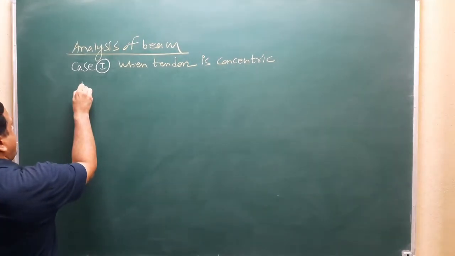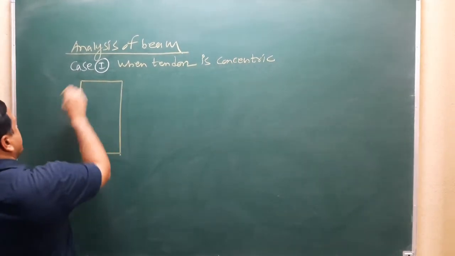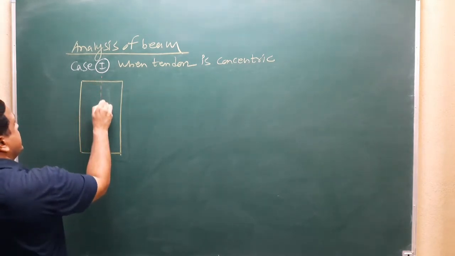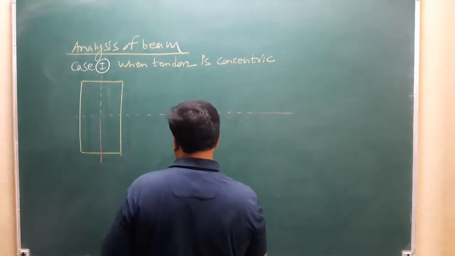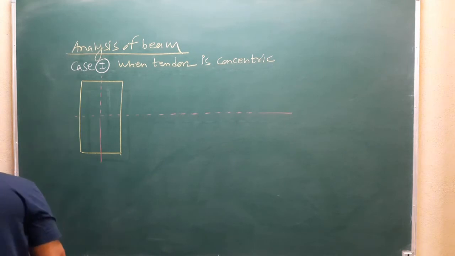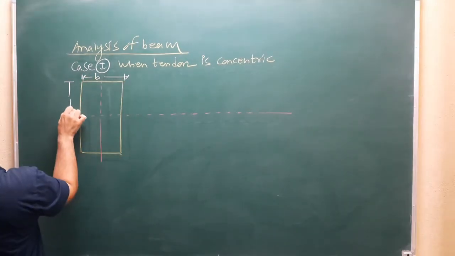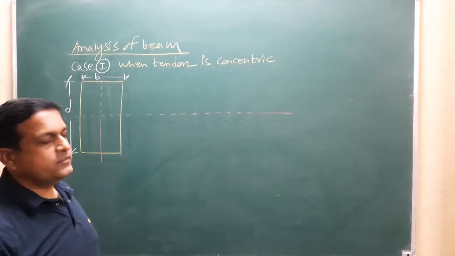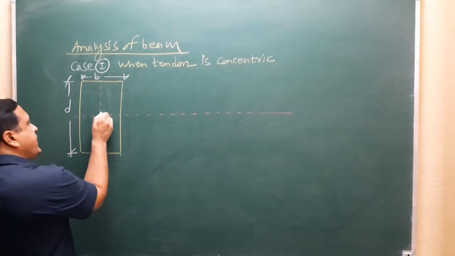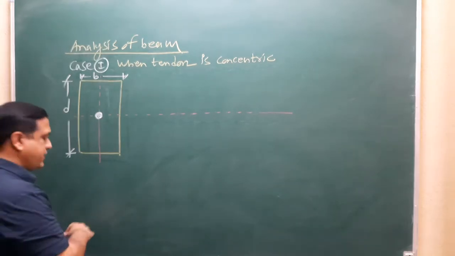I will sketch here. So this is a beam, and these are the axes. I want to extend this axis because I want to draw the longitudinal section also. This is the width of the beam and this is the depth of the beam. You have to consider the overall depth. Now the tendon is exactly at the center, no eccentricity. This is a tendon, or it is called a wire.